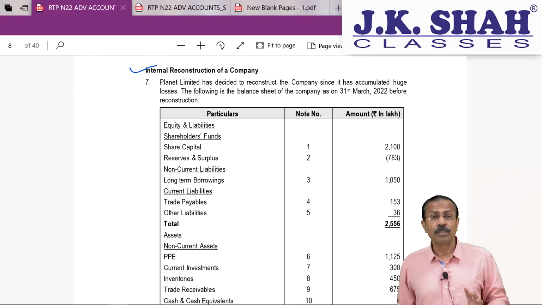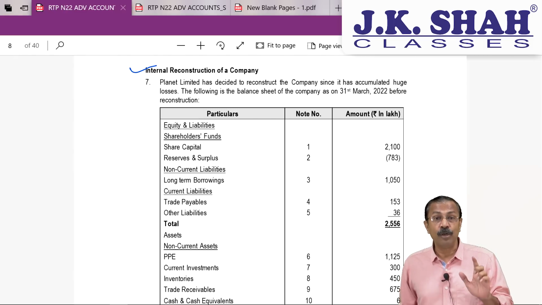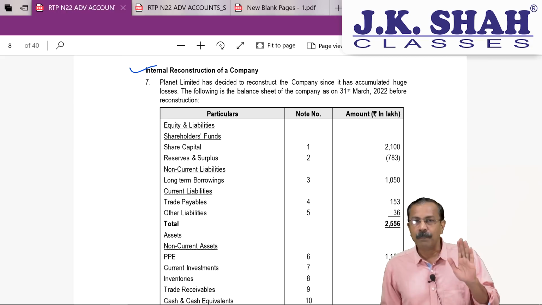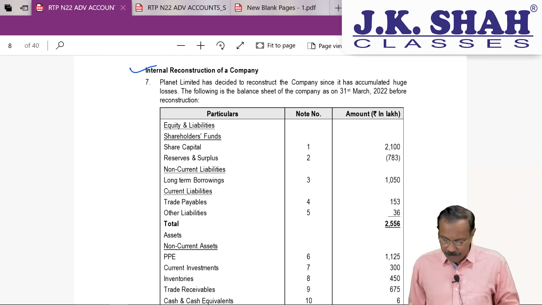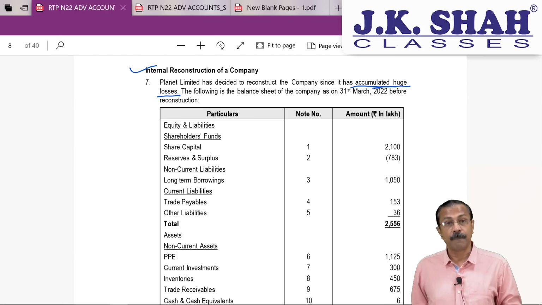Internal reconstruction is always done only by those companies which are loss making companies, which has an accumulated loss in their P&L. P&L will be having a debit balance. Profit making companies never go in for internal reconstruction. Planet Limited has decided to reconstruct the company since it has accumulated huge losses.